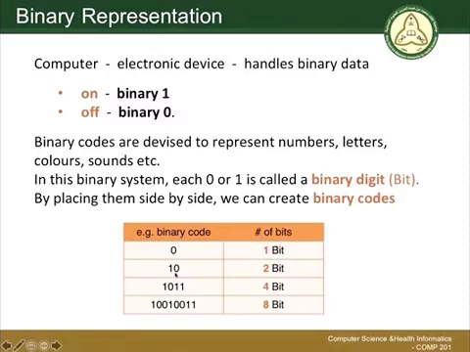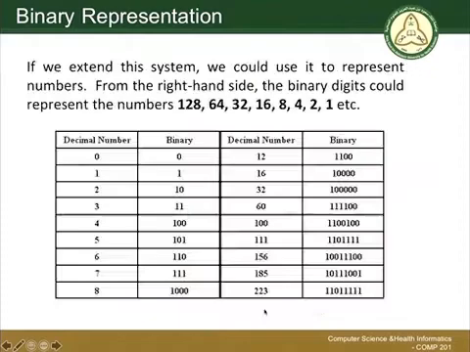In this example, the binary code is 1, 0. If I ask how many bits, it is 2, because it has 2 bits next to each other. The binary code here is 1011. If I ask the number of bits, it's going to be 4. I have 3 ones and a 0, and so on.